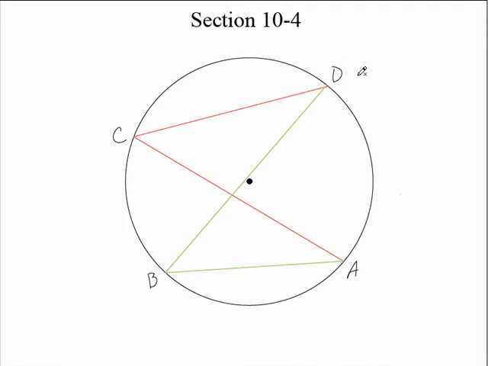Let me read the theorem to you. It says, if two inscribed angles of a circle intercept the same arc, do we have two inscribed angles? Yep, that's one, that's another one. They intercept, what does it say? The same arc. What is the same arc here? DA. You see, the red one hits here and here, and the green one hits here and here, doesn't it? So if it intercepts the same arc or congruent arcs, then the angles are congruent.